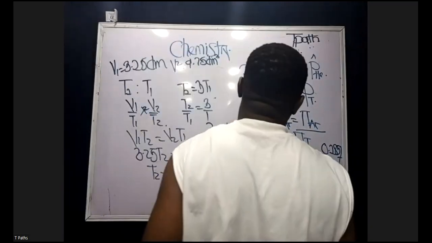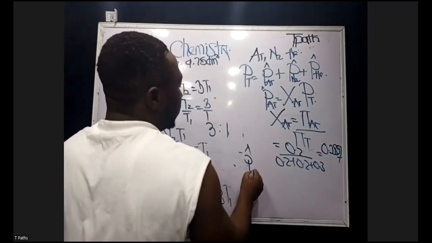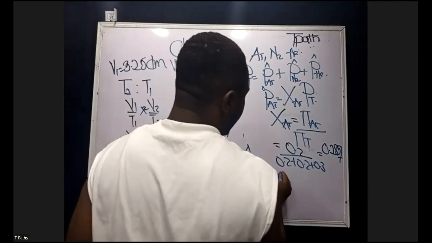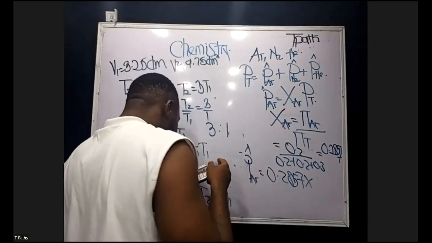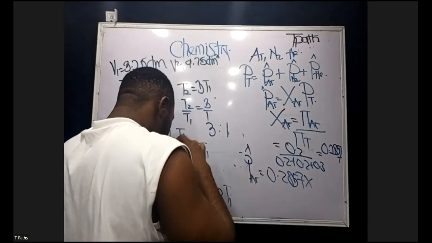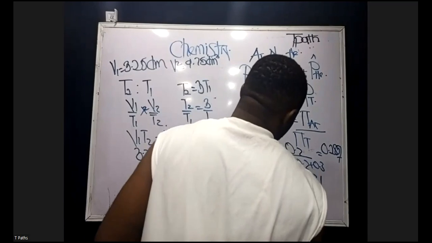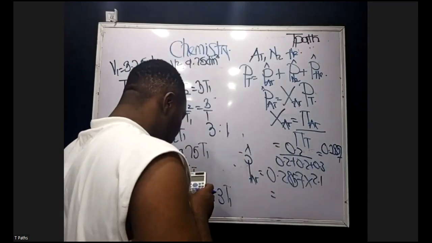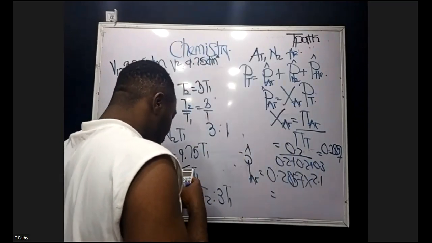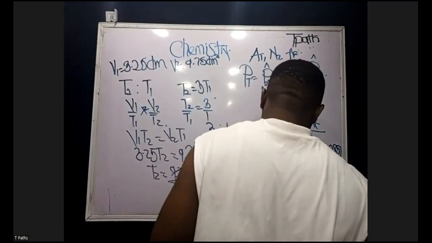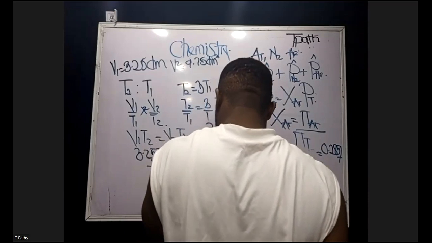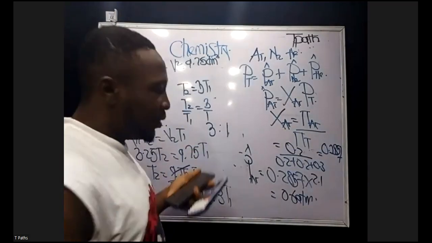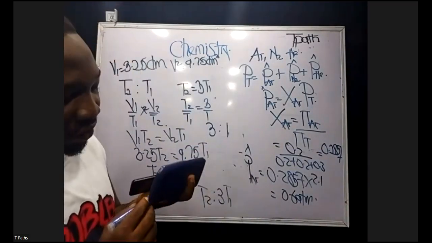Then we can get the partial pressure of argon. The partial pressure of argon will be equal to 0.2857 times the total pressure. What is the total pressure in that question? It is 2.1. So 0.2857 times 2.1 gives approximately 0.6 atm. Maybe that is what they even asked. That's option D. So, guys, this is how we solve questions like that.